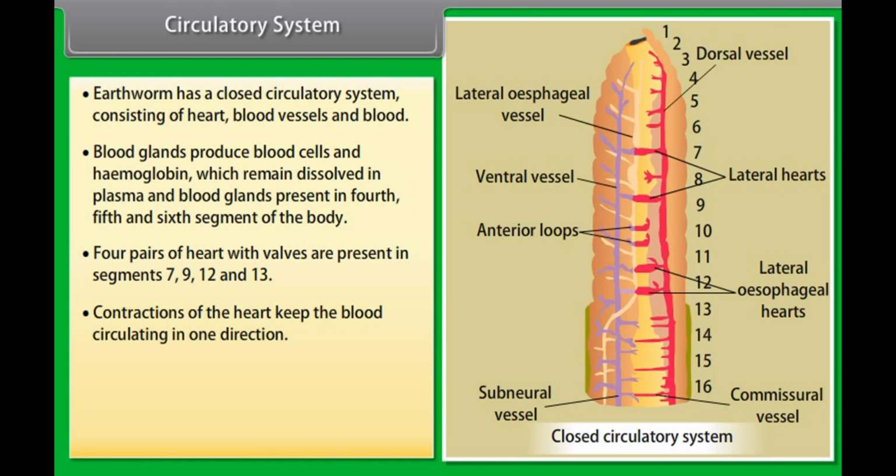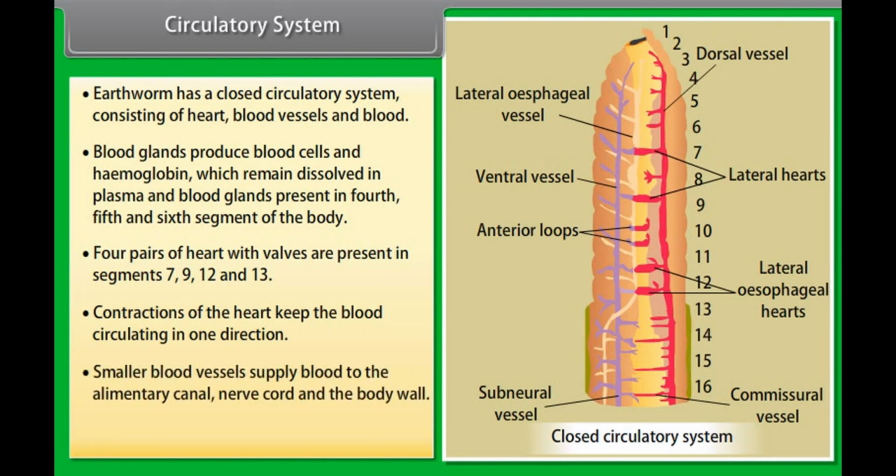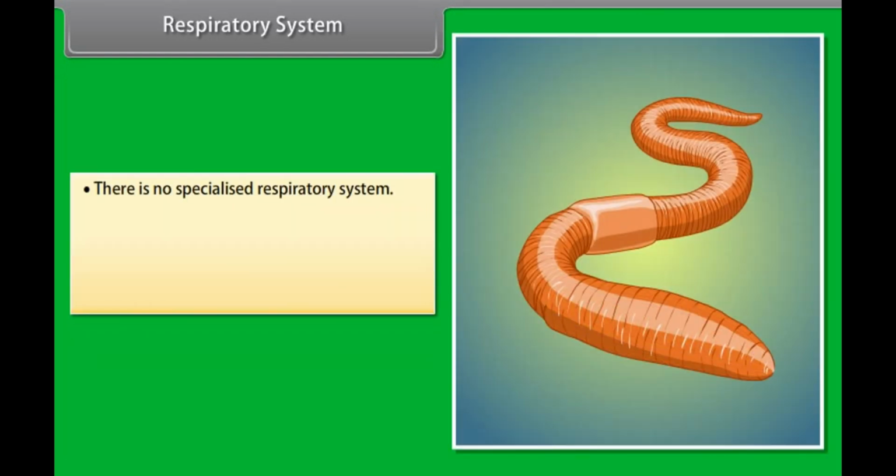Contractions of the heart keep the blood circulating in one direction. Smaller blood vessels supply blood to the alimentary canal, nerve cord and the body wall. Blood cells are phagocytic in nature. Respiratory system. There is no specialized respiratory system.